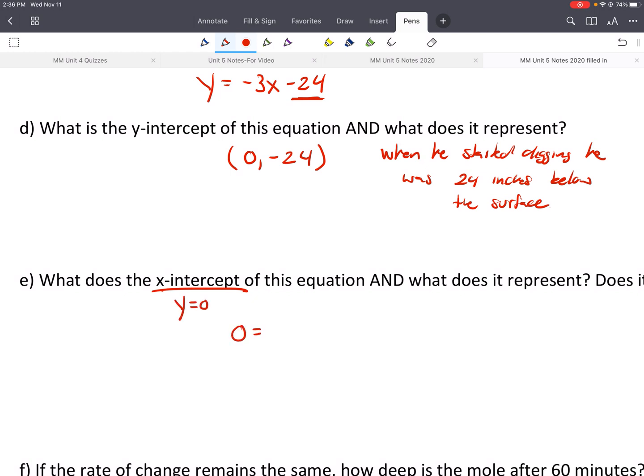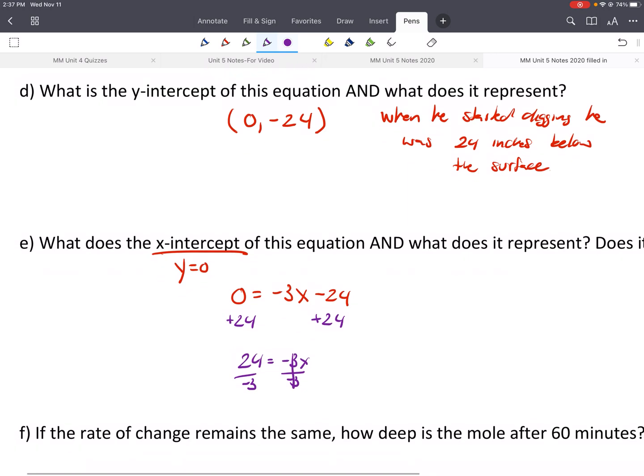So we'd do 0 is equal to, again, we just get that from here, negative 3x minus 24, and we would just solve for x. So we'd add 24, so 24 is equal to negative 3x, and then we'd divide both sides by negative 3. And we'd end up getting x is equal to negative 8. So our x-intercept would be negative 8, 0.